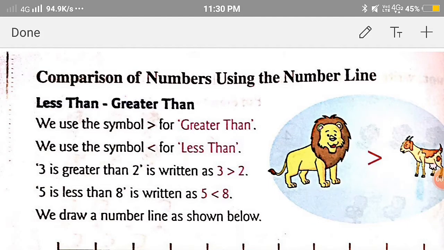Hello students, we are back with the next session of chapter 2. In this session also we'll learn the comparison of numbers but with the help of the number line. So let's start.